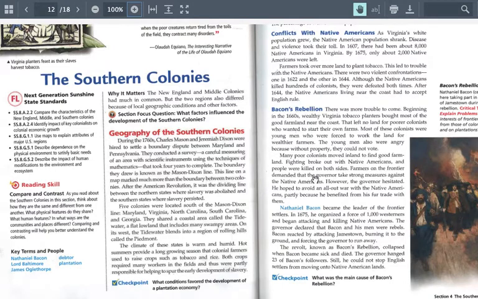They will have a conflict with Native Americans, and then that will boil over to a conflict with the government of Virginia. And that becomes known as Bacon's Rebellion. And so this would be 2B.